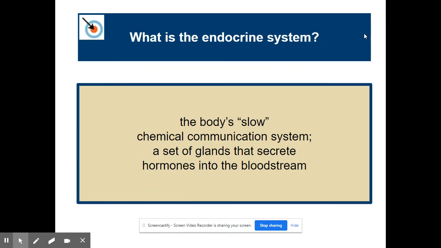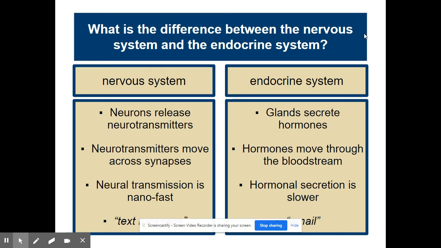So what does our endocrine system consist of or refer to? This is our communication system for our glands that secrete hormones into our bloodstream. Now remember, they are very similar to the functions of neurotransmitters that our brain produces, but they are produced by our glands.